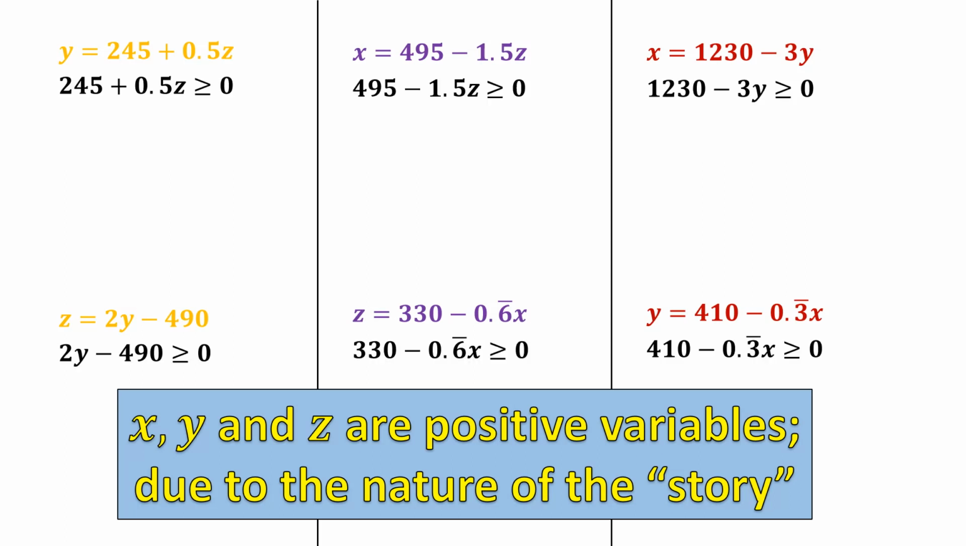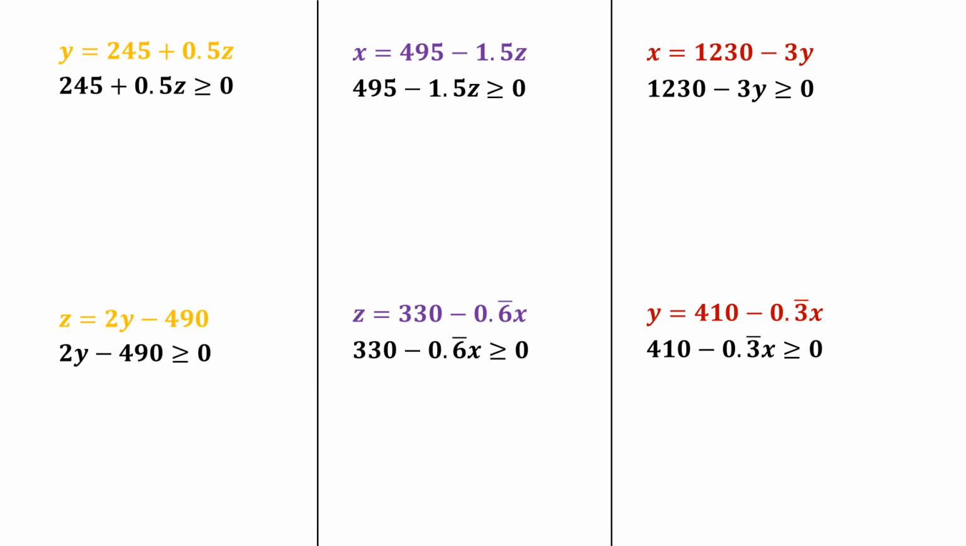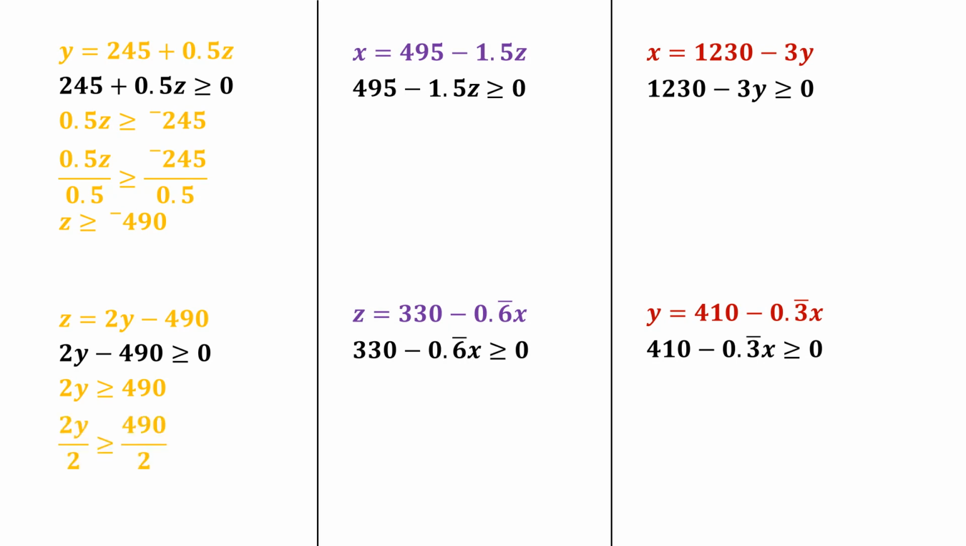This forms an inequality, and we're going to now quickly race through and solve each of the inequalities. Right, starting here, put the 245 on the other side, divide by 0.5, so z is greater than or equal to negative 490. In the next one, we're going to put the negative 490 on the other side, divide everything by 2, and y is greater than or equal to 245.